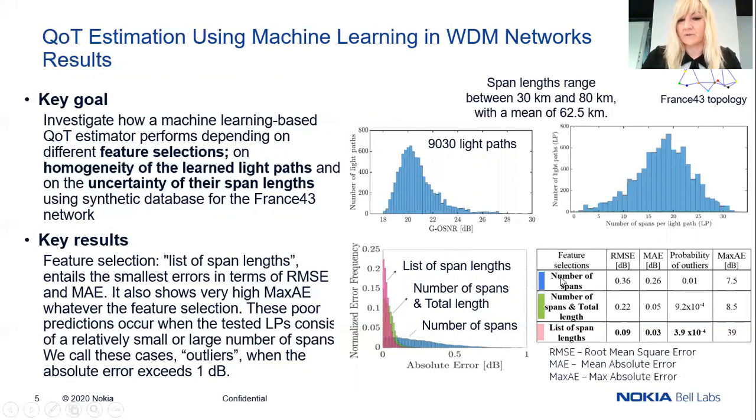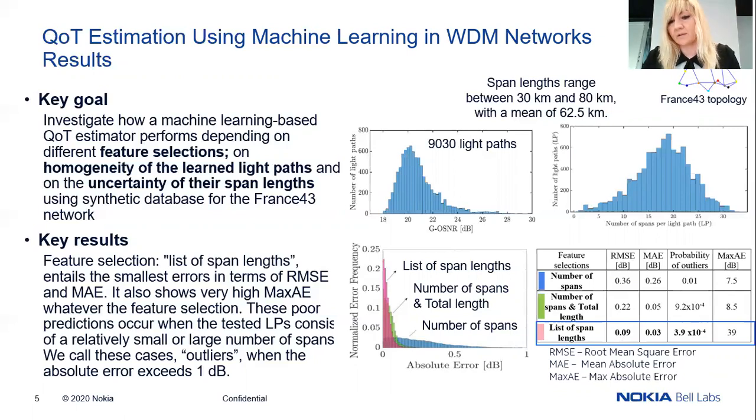Like I said, we have 3 feature selections: number of spans, total length, and list of span lengths. You can see that the last one, the list of span lengths, has the best results in terms of error. This error is compared to the ground truth that we consider, which is the GN model. You can see that this feature selection, the list of span lengths, gives us a root mean square error of 0.09 dB.